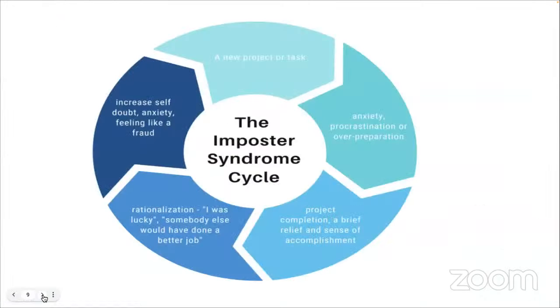Okay, this is the imposter syndrome cycle. Whenever there is a new project or task, they face anxiety, procrastination, or over-preparation. After the project has been completed, there is a brief relief and a sense of accomplishment. Then there is a rationalization: I was lucky, somebody else would have done a better job. Which will increase their self-doubt and anxiety, feeling like a fraud, and have the cycle go on. Okay.